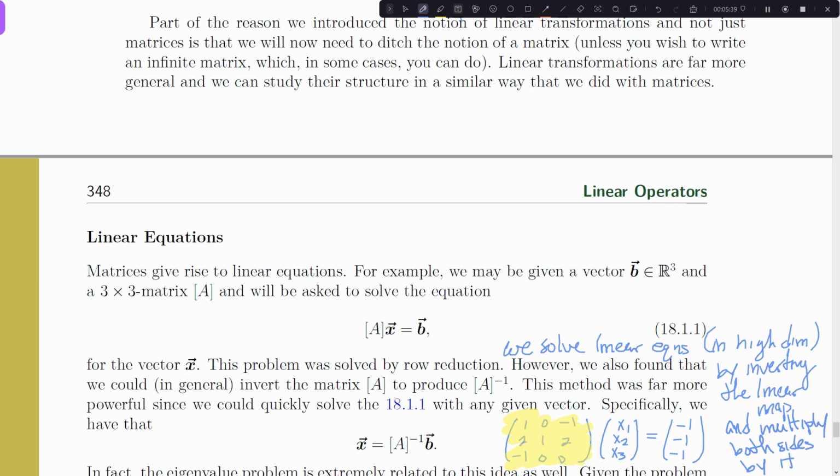Okay, so, in my situation, I would probably just input that matrix into Wolfram Cloud, calculate its inverse, and act the inverse on negative 1, negative 1, negative 1. And that would give me my solution x1, x2, x3.